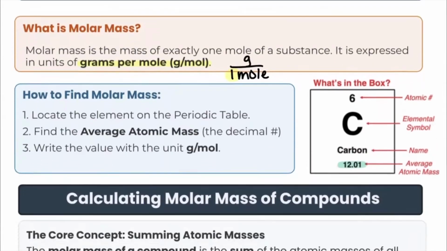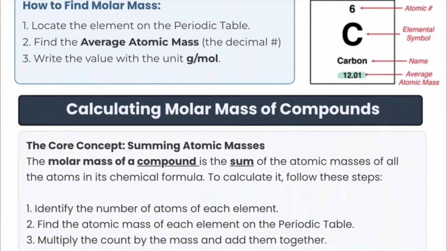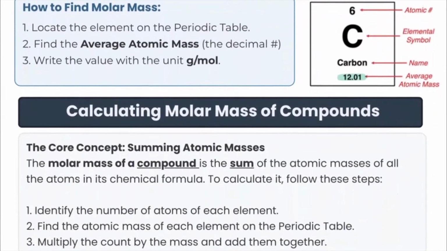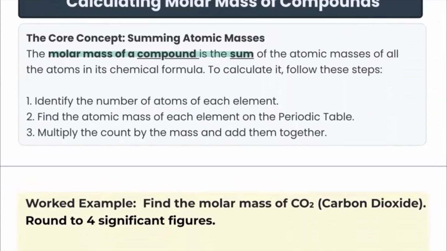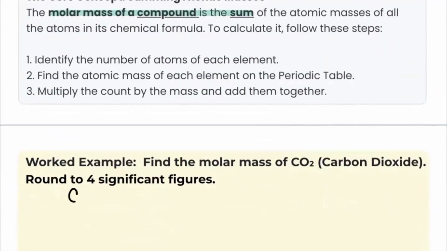Now, what if you want to find the molar mass of a compound? Well, we can just take the sum of the atomic masses of all the atoms in that chemical formula. So for example, let's say you want to find the molar mass of CO2, carbon dioxide. First, identify the number of atoms of each element present. Well, in CO2, we have 1 carbon and 2 oxygens.